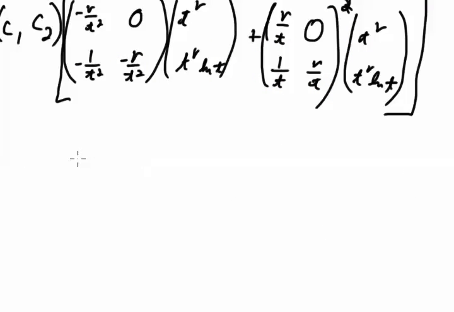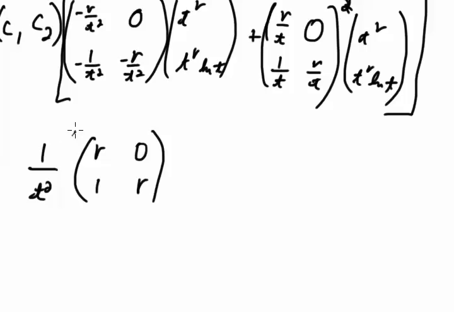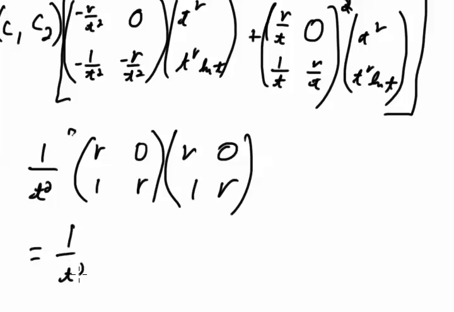Now let's go ahead and do the square of this thing. It's going to be r 1, r 0 times 1 over t squared, and then this is squared, so it'll be r 0, 1 r. So that's equal to 1 over t squared times r squared. We'll still have a 0 over here, a 2r down here, and a single r down here.